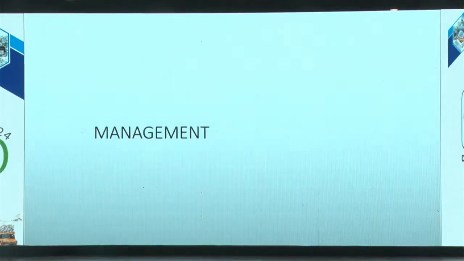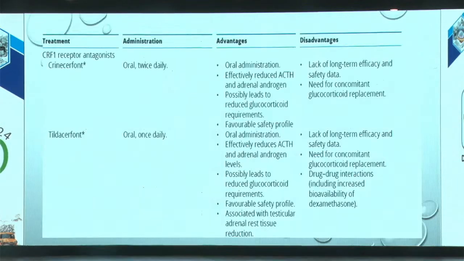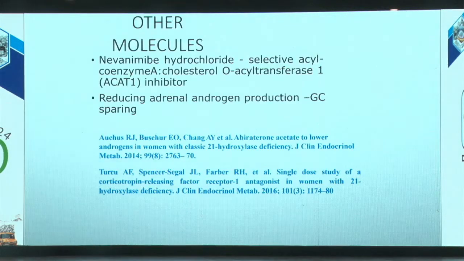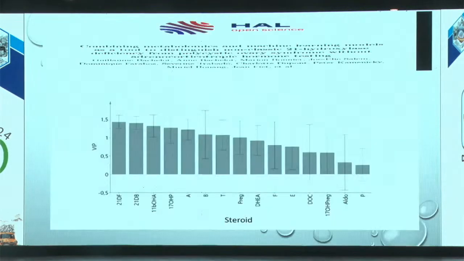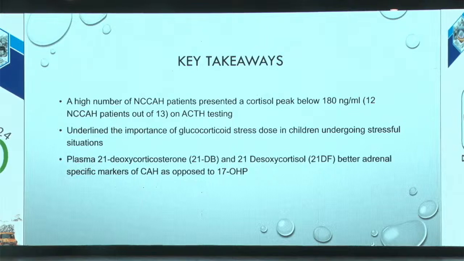And they said that the key takeaways were: a high number of patients with NCCH presented with a cortisol peak below 80 nanograms per ml on ACTH testing, which underlines the fact that even people with NCCH should be given stress dosing. Plasma 21-deoxycorticosterone and 21-desoxycortisol are better markers of CH as opposed to 17-OHP. Maybe a few years down the line, with or without ACTH testing, we will go for these metabolites.